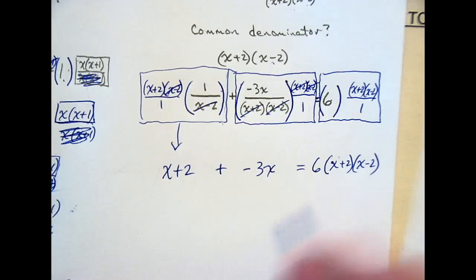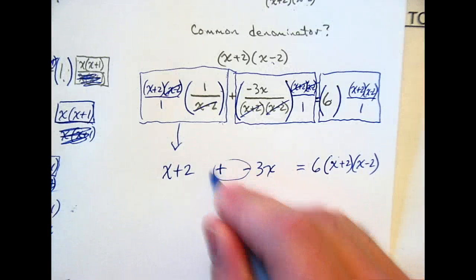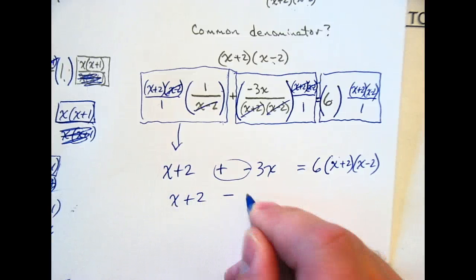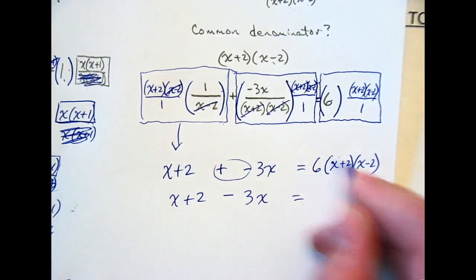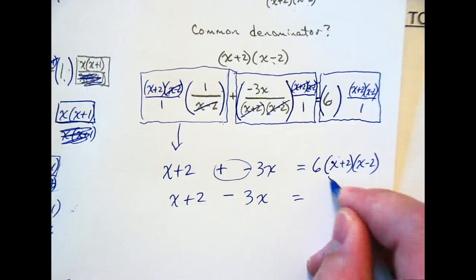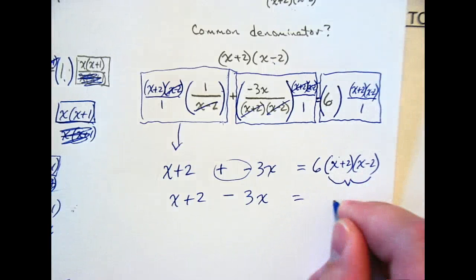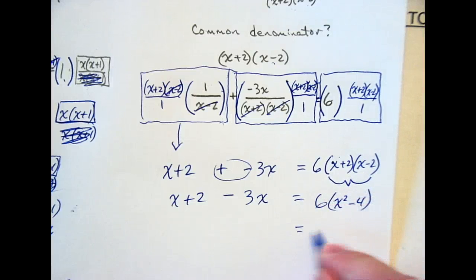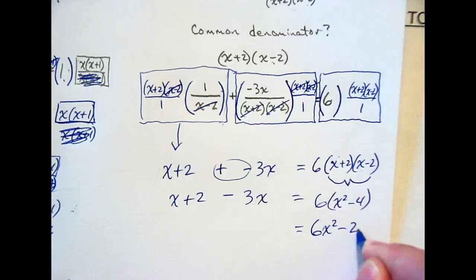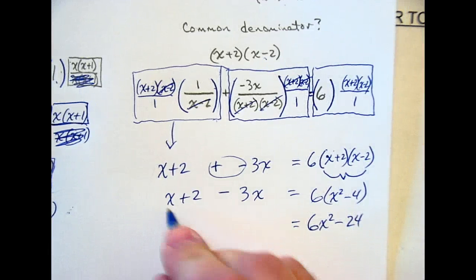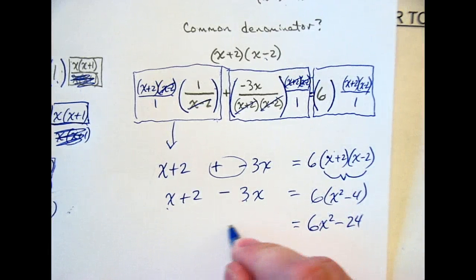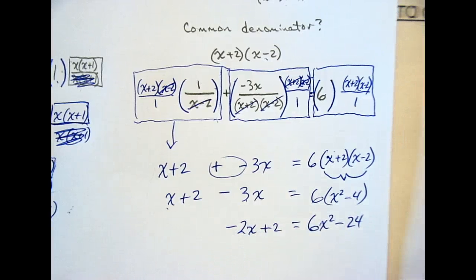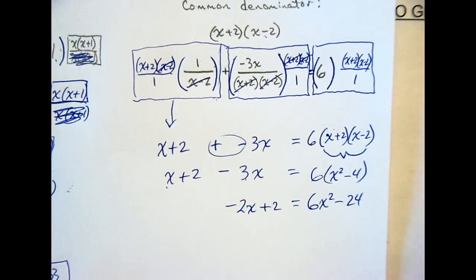Okay, so let's simplify this a bit. A plus and a minus makes a negative. So I have x plus 2 minus 3x equals, this becomes x squared minus 4 times 6, which is 6x squared minus 24 equals x minus 3x is negative 2x plus 2. We're going to get a quadratic again, right? Yeah. Is there quadratical?